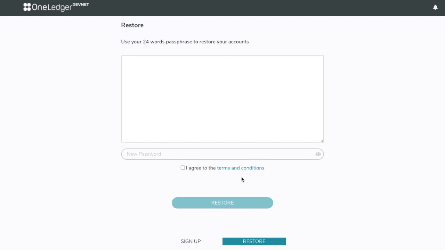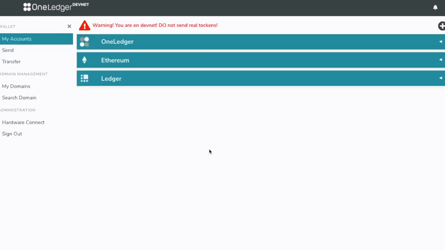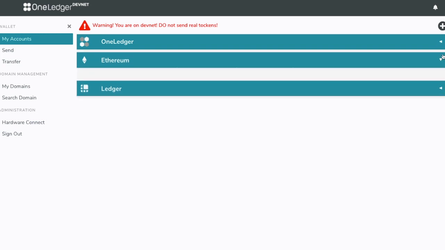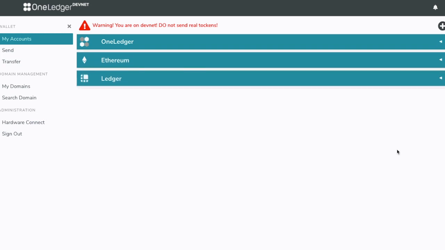So I'm going to go ahead and put in my 24-word passphrase, pause you guys for a second, and I'll come back and jump into the app. One second. All right, so now that I've put in my 24-word passphrase and created my new password, I come into the account and guess what? There are no accounts here, right? This can be pretty frustrating for somebody that probably has some crypto on these accounts, but not to worry.